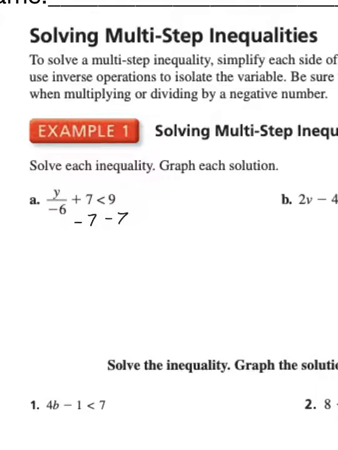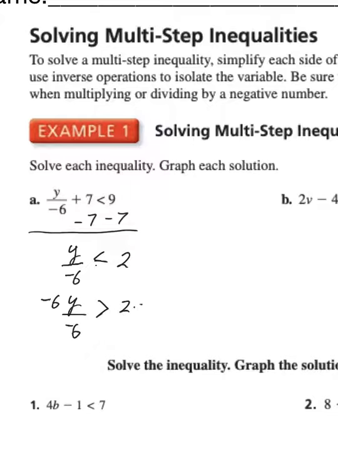Which is okay. That doesn't do anything to the sign. I get y over negative 6 is less than 2. Now I have a y being divided by negative 6. To undo a division by negative 6, I'm going to multiply by negative 6. But when I do that, when I multiply by negative 6, I'm going to have to change the sign. So I'm going to flip the sign.